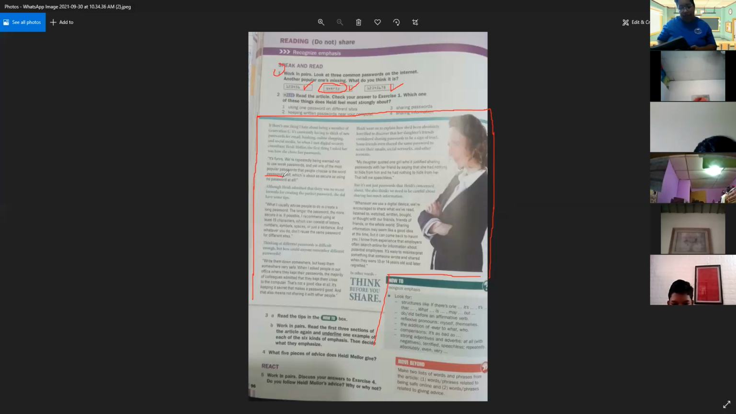Also, Heidi admits that there is no secret formula for creating the perfect password. She did have some tips. What I usually advise people to do is create a long password. The longer the password, the more secure it is. If possible, I recommend using at least 15 characters, which can consist of letters, numbers, symbols, spaces, or just a sentence. And whatever you do, don't reuse the same password for different sites, okay?